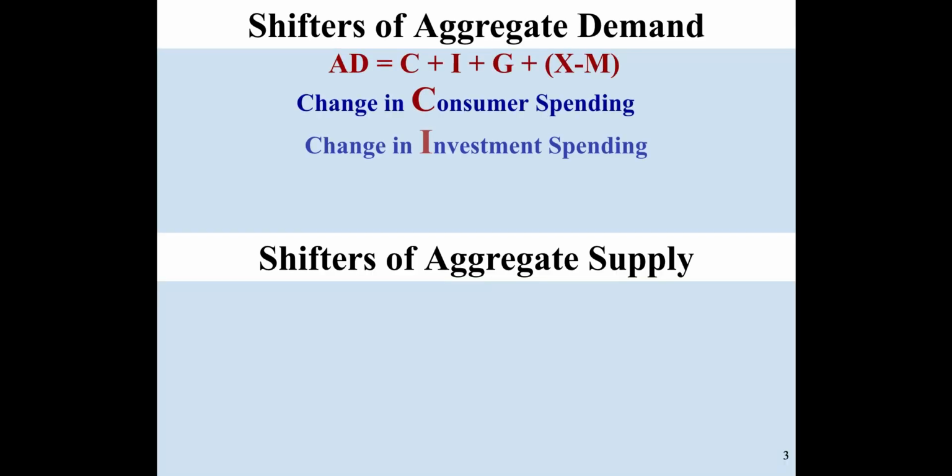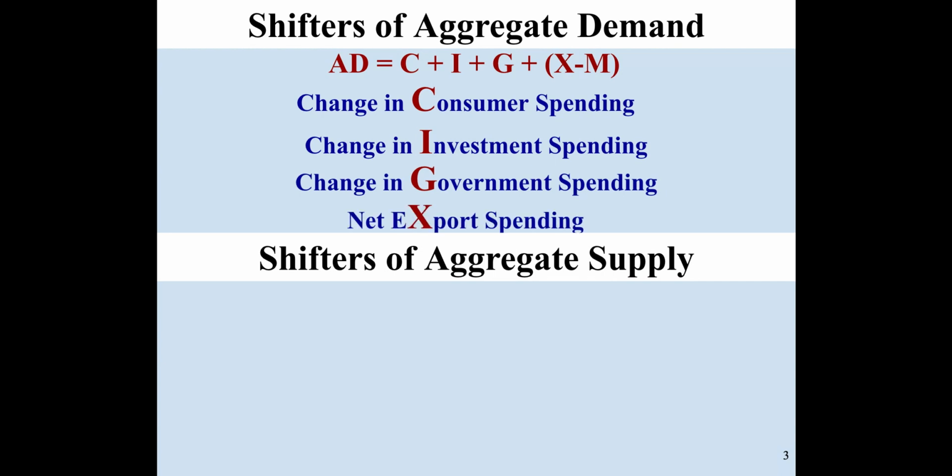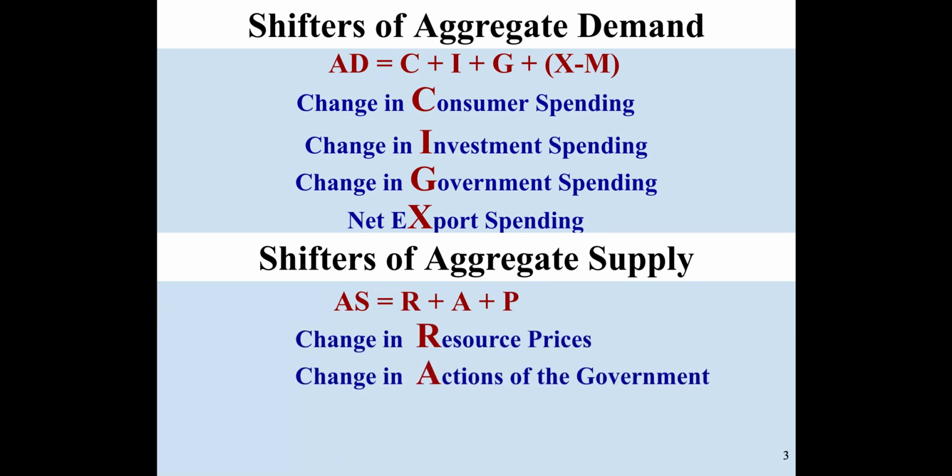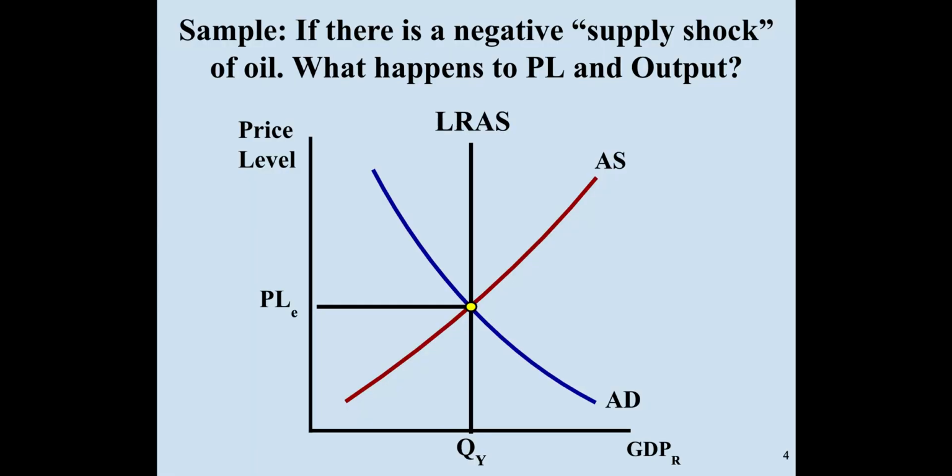So if you recall, we have our shifters of aggregate demand, C plus I plus G plus XM: consumer spending, investment spending, government spending, and the net export spending. And then we learned about the shifters of aggregate supply, or the acronym RAP: change in resource prices, change in actions of the government, and change in productivity.